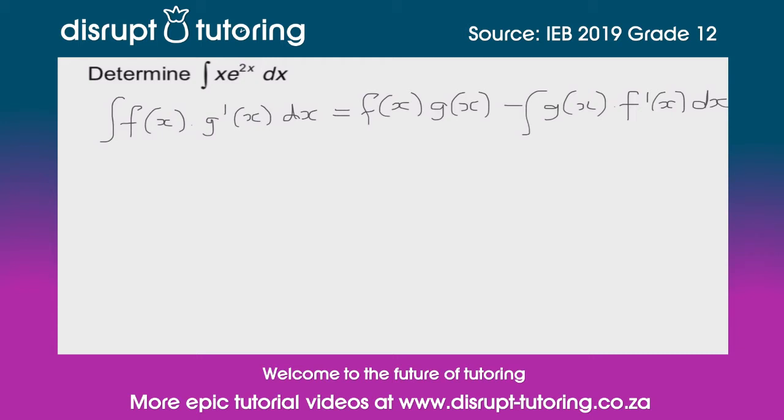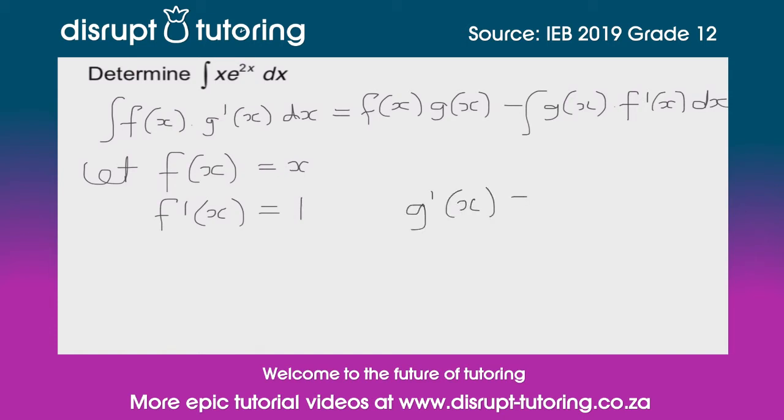Okay, so we're going to use parts, and so we need to choose carefully. Often if we have an x, we make that one f of x, because then in our new integral, f dashed x is just 1. So I'm going to let f of x equal x so that its derivative is 1, which means that the other part of my original is e to the 2x.